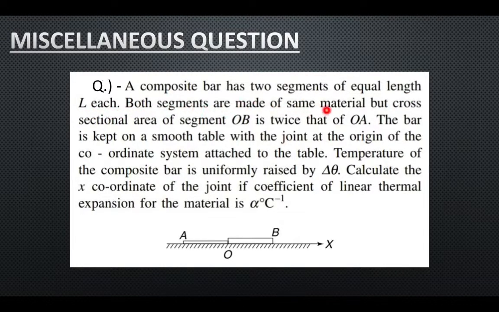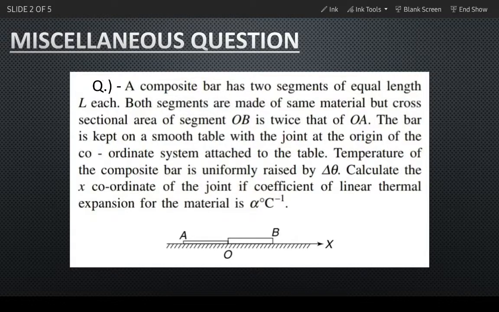Both the segments are made of the same material. So these both segments over here have length L each. Both the segments are made of same material, but cross sectional area of segment OB is twice that of OA. So OB rod has cross sectional area twice that of OA. The bar is kept on a smooth table with a joint at the origin of the coordinate system attached to the table. Temperature of the composite bar is uniformly raised by del theta. This is the temperature change in the surrounding. Calculate the x coordinate of the joint if the coefficient of linear expansion for the material is alpha.